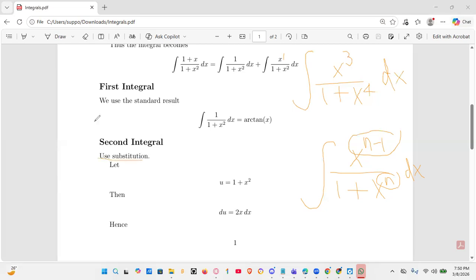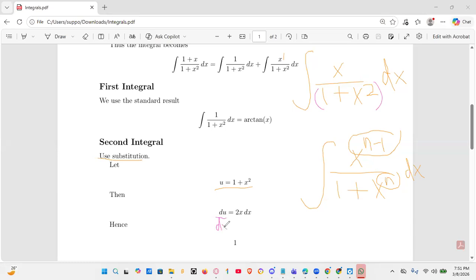What happens here is we'll allow our function in the denominator to be our u. So we'll say u is our function in the denominator, and then we'll take the derivative of that function. This is a normal derivative. We'll say du over dx is 2x, and we multiply across by the dx.